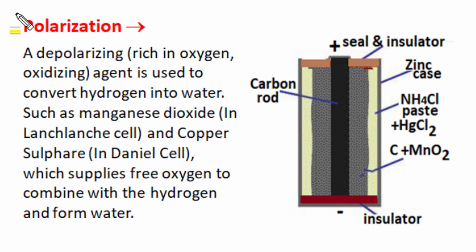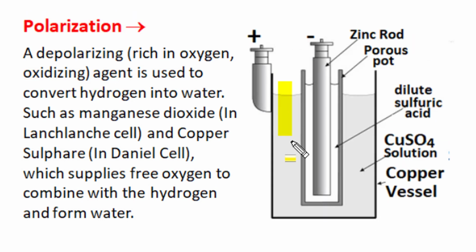Due to increased internal resistance, more voltage drop takes place internally and the external terminal voltage and output current of the cell reduce. To control the problem of polarization, a depolarizing agent which is rich in oxygen and acts as an oxidizing agent is used near the anode electrode so as to convert hydrogen into water, such as manganese dioxide MnO2 used in the Leclanche cell and copper sulfate used in an improved version of the Voltaic cell called a Daniell cell. Now these depolarizing agents supply free oxygen to hydrogen and form water. So accumulation of hydrogen gas and hydrogen ions is reduced and internal resistance of the cell remains low during operation.